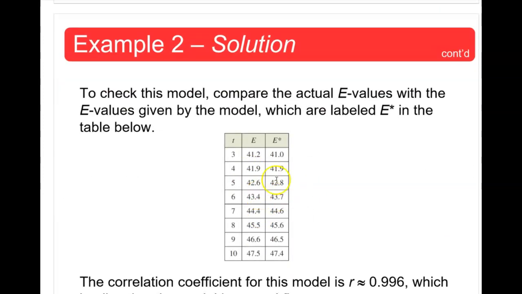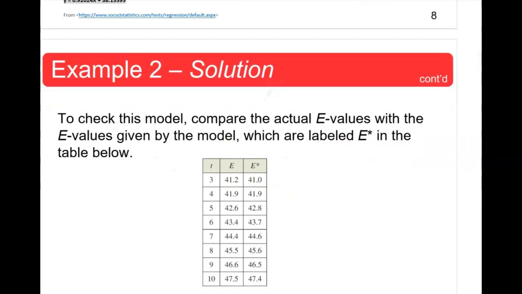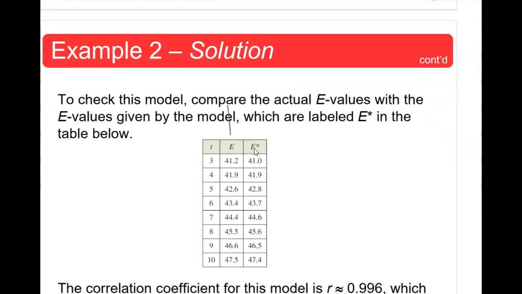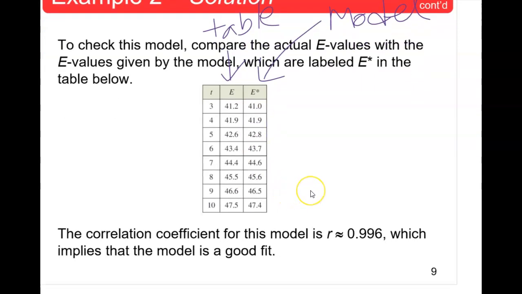Now, if we look at the next slide, it has the collection of outputs for both. The ones that came from the table are here on the left. Those are coming from the table. And the other ones are coming from the model. Oh, and this one has the correlation coefficient, so that's good. And as you can see, it's very close to a 1. So we could consider that the model is a good fit.